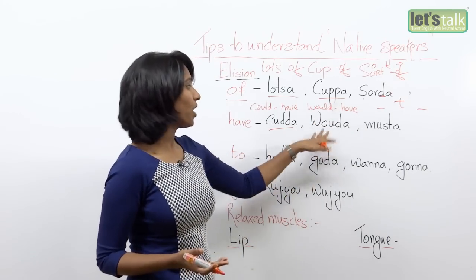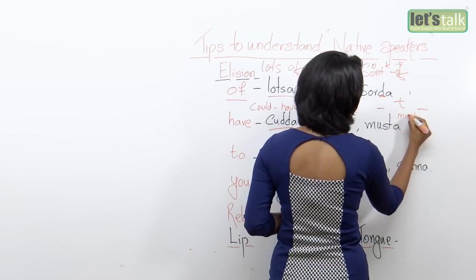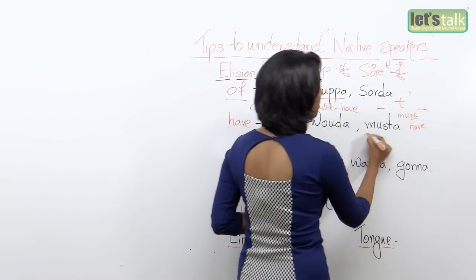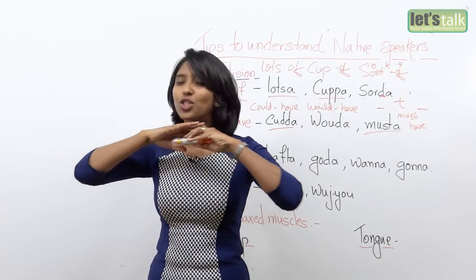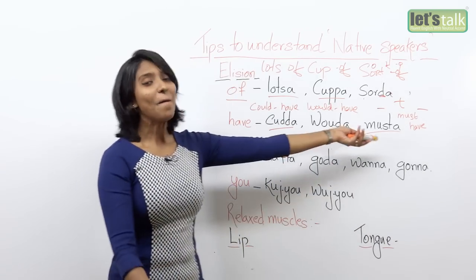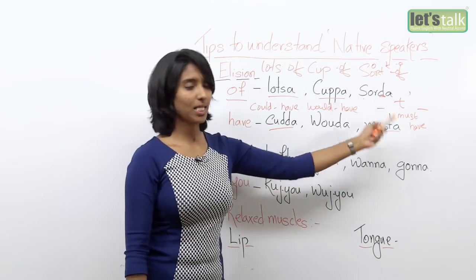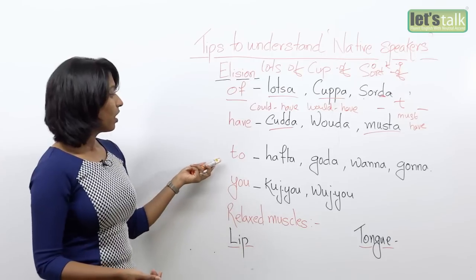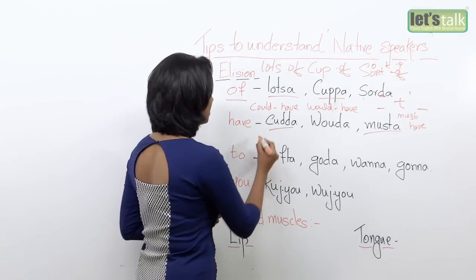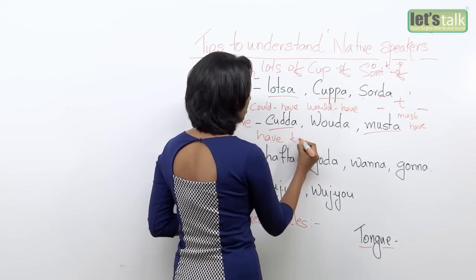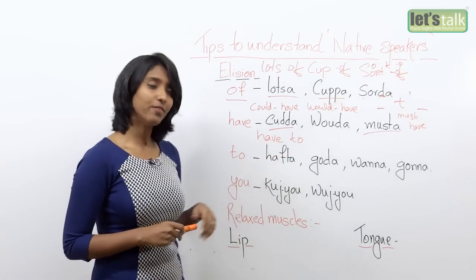I would have done that. Woulda. Similarly, must have becomes musta. I must have done that. I must have screwed it up. Sorry, mind my words. Musta, okay? Must have becomes musta. So, coulda, woulda, musta. Moving on to the next word, which is to. Hafta. That means it's have to. I have to go. Hafta, have to.